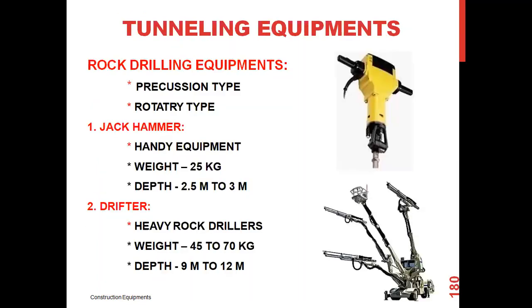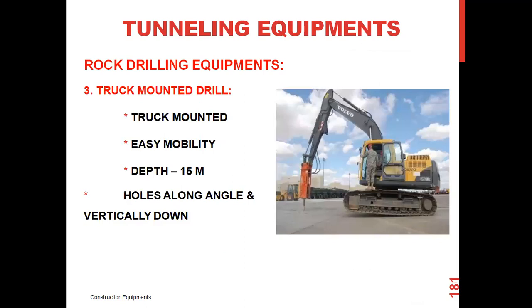Ladder type trenchers. Tunneling equipment, the rock drilling equipment. Here, the percussion type and the rotary type. The jackhammer is handy equipment weighing about 25 kg with a depth of 2.5 to 3 meters. The drifter, a heavy rock driller, weighs about 45 to 70 kg and digs deep to a depth of 9 to 12 meters.